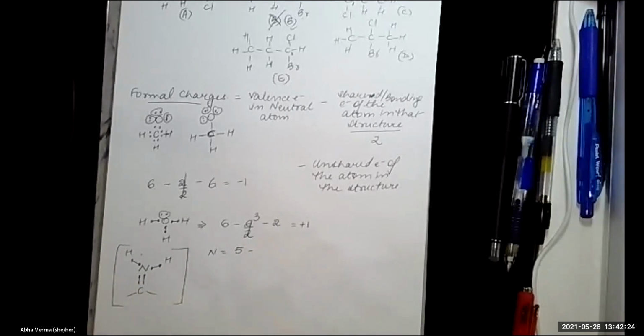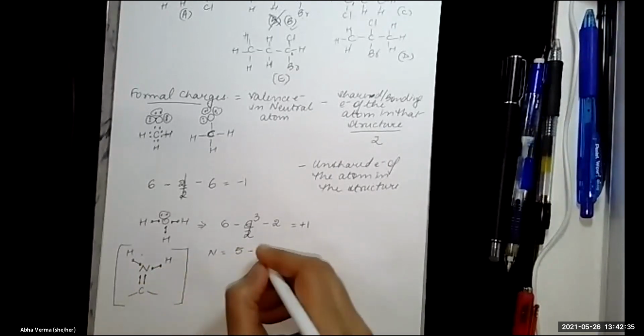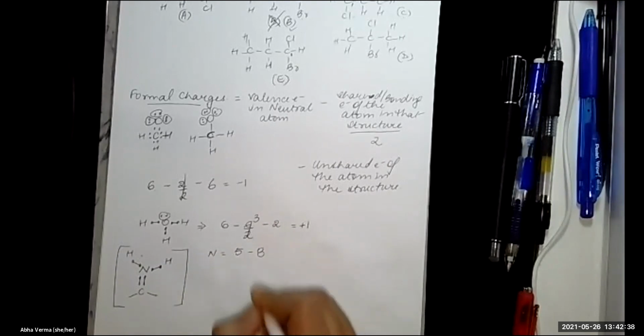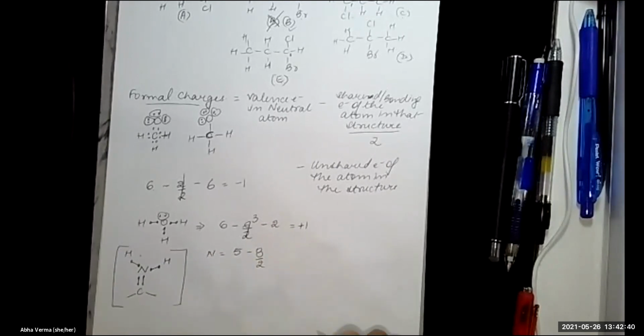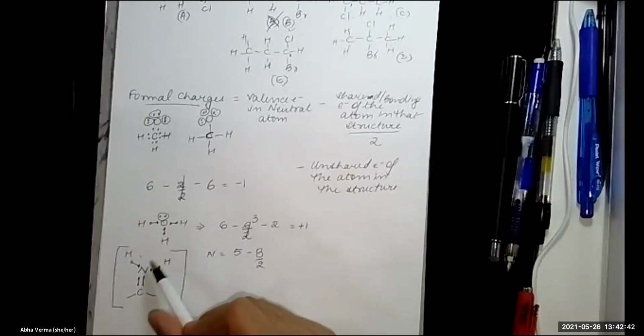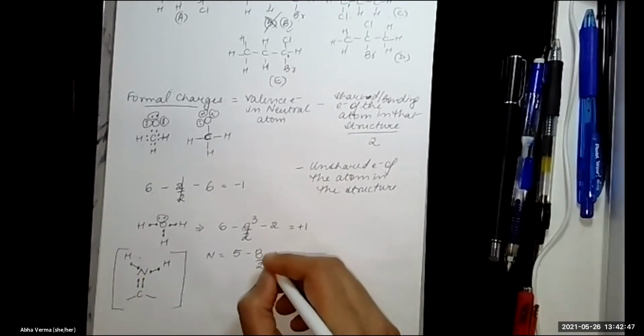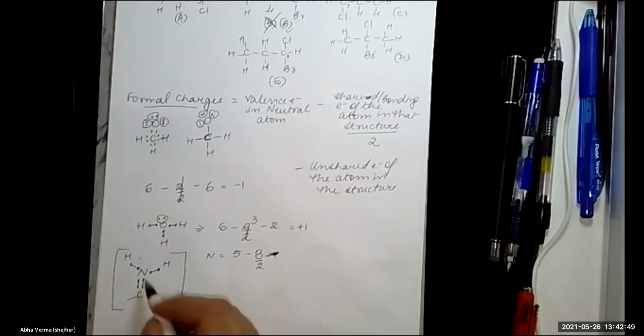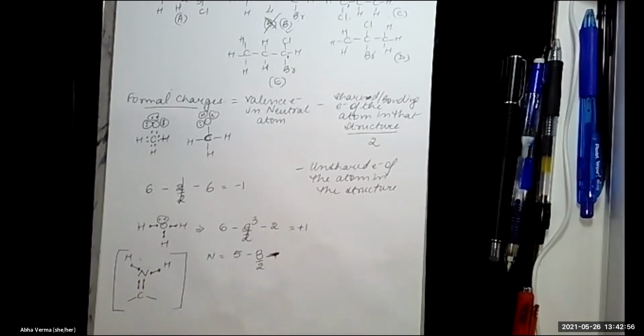Who is not with me so far? Don't be shy. This is the time that you ask these questions. So 8 shared electrons divided by 2. And then how many unshared electrons do you see on nitrogen? There are none. You know why? Because that lone pair, nitrogen has given away to form the 4th bond.